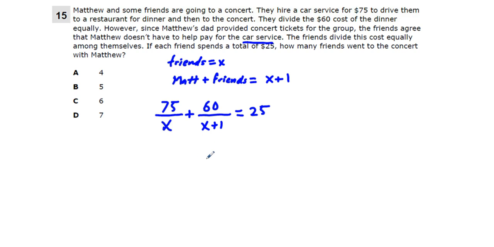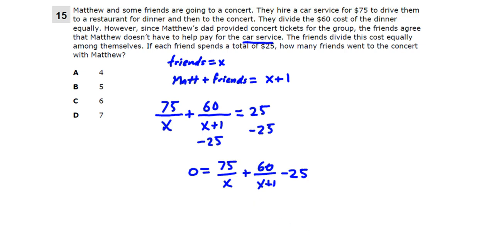One way we can solve this is by graphing. And to do that, we can set one side equal to 0. If we just subtract 25 from each side, we have 0 is equal to 75 over X plus 60 over X plus 1 minus 25. And just kind of see what that looks like.